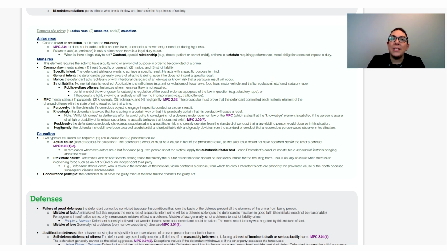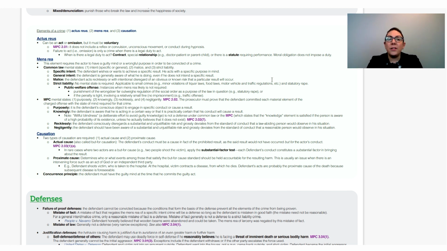Actual cause looks to see that the defendant's conduct is a cause in fact of the result. So for instance, if I push my friend into oncoming traffic and my friend gets hit by a car and dies, my push is the actual cause of my friend's death. Now, the driver driving there is also an actual cause of my friend's death. So that's where proximate cause comes in. Lots of different things could be the actual cause.